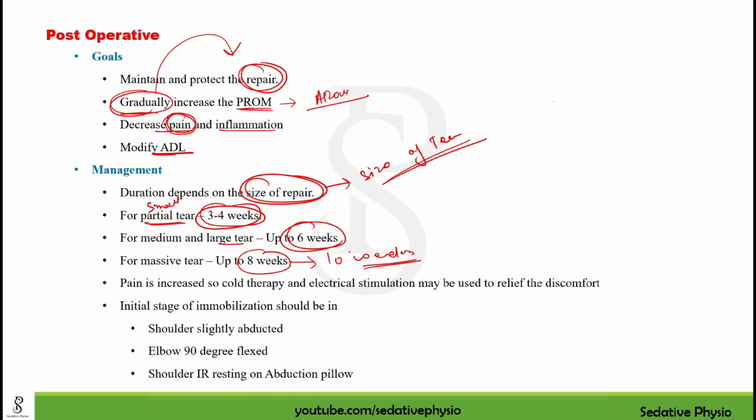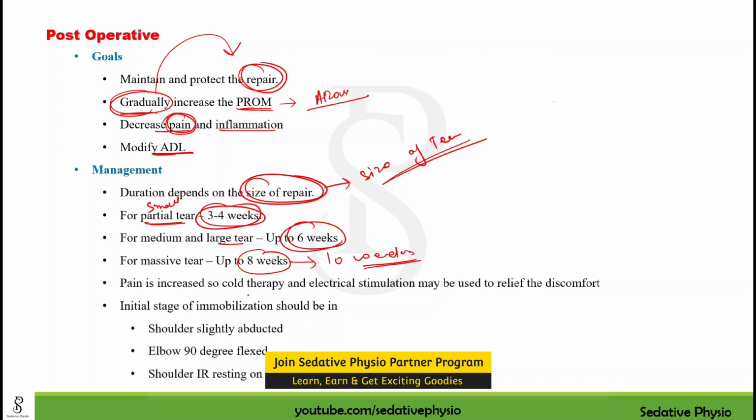Right? So for the massive tear, it can take up to 10 weeks. Sometimes if there is a very severe condition, it can take up to 10 weeks, but usually it will take 8 weeks. Now the pain is increased, so cold therapy and electrical stimulation may be used to relieve the discomfort.